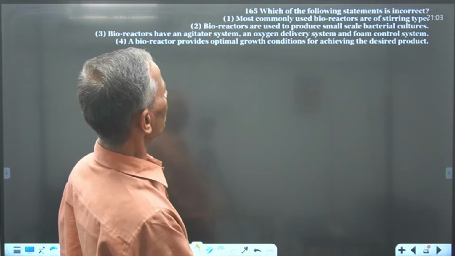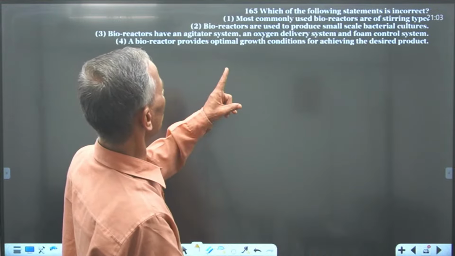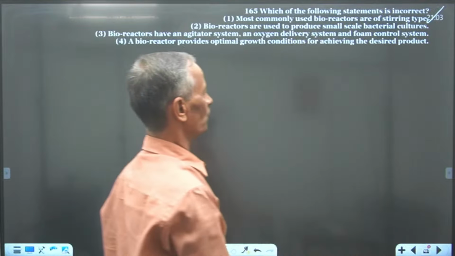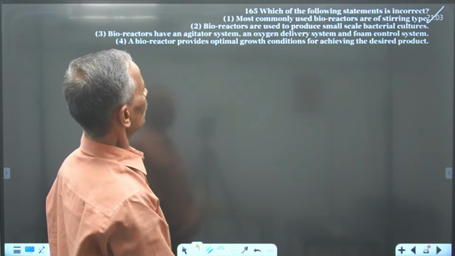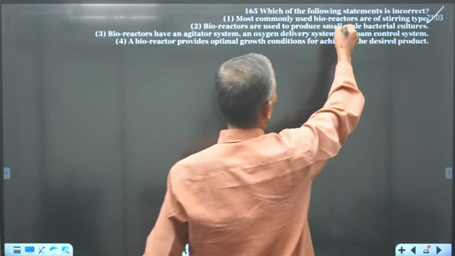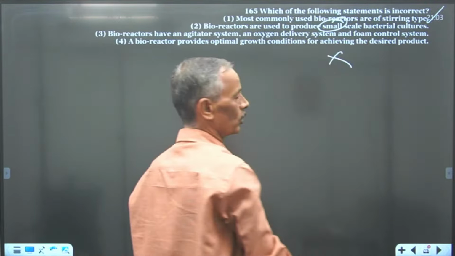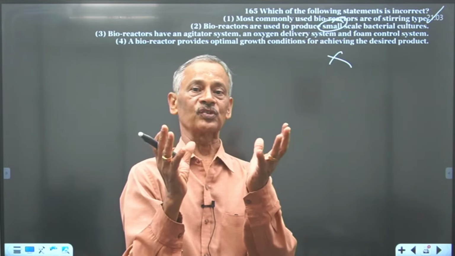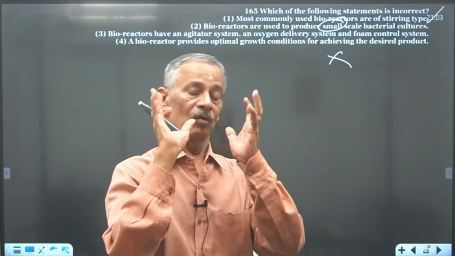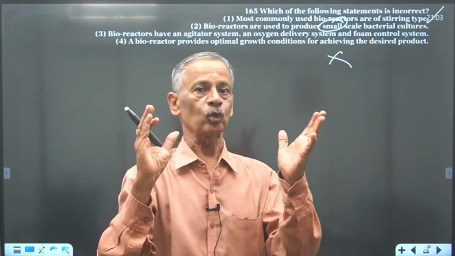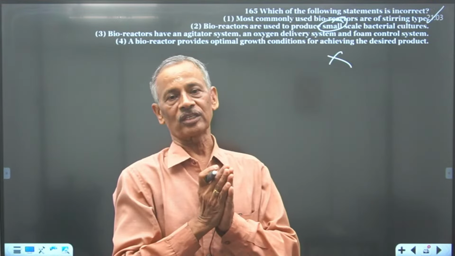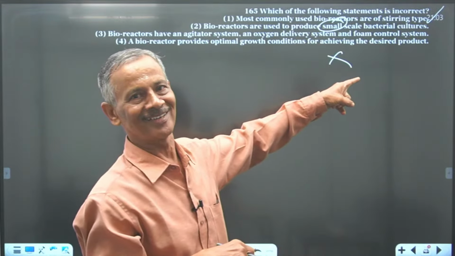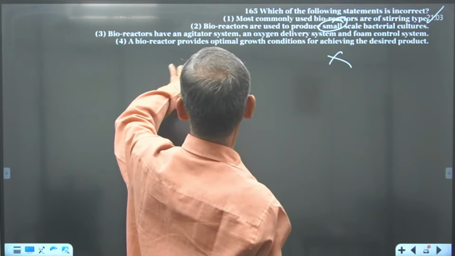Which of the following statements is incorrect? Most commonly used bioreactors are stirring type. Same statement from our NCERT. Bioreactors are used to produce on a small scale. No. It is not used for producing on a small scale. In the laboratory, you can produce on a small scale, but for marketing on a large scale, we have to produce the product in bulk, industrial scale in a bioreactor. So that part is wrong.